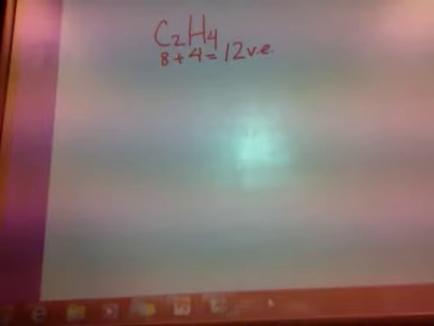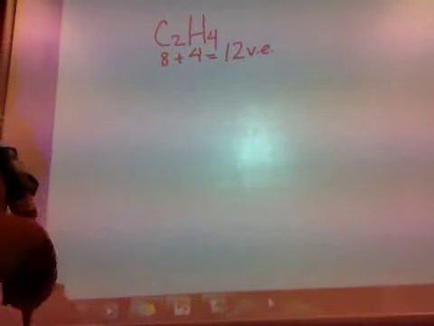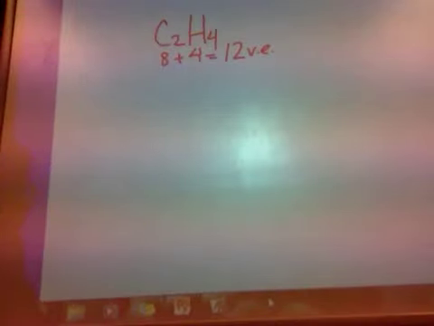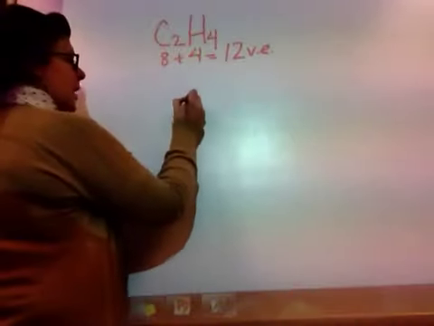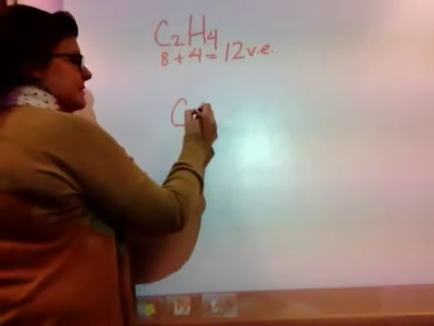The next thing I need to do is pick a central atom. Well, I have carbon and I have hydrogen. Hydrogen can never be a central atom, so that means that I have to use carbon. So I'm going to have carbon, and there's 2 carbons.